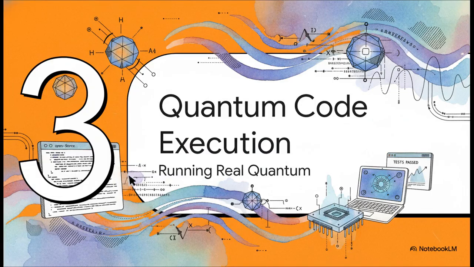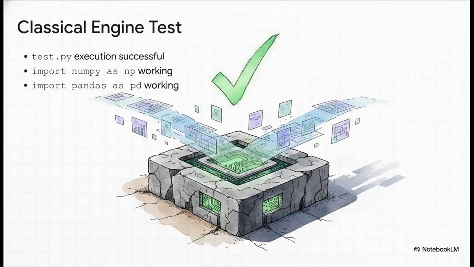And that brings us to phase 3, quantum code execution, the really fun part. But hey, before getting to the quantum realm, we have to verify our classical engine is actually humming. So we write a quick file called test.py. We import NumPy as np, import Pandas as pd, and whip up a simple data table. Run it, and it works flawlessly. This verifies our classical engine is perfectly crunching basic arrays and data frames. The foundation is totally solid.